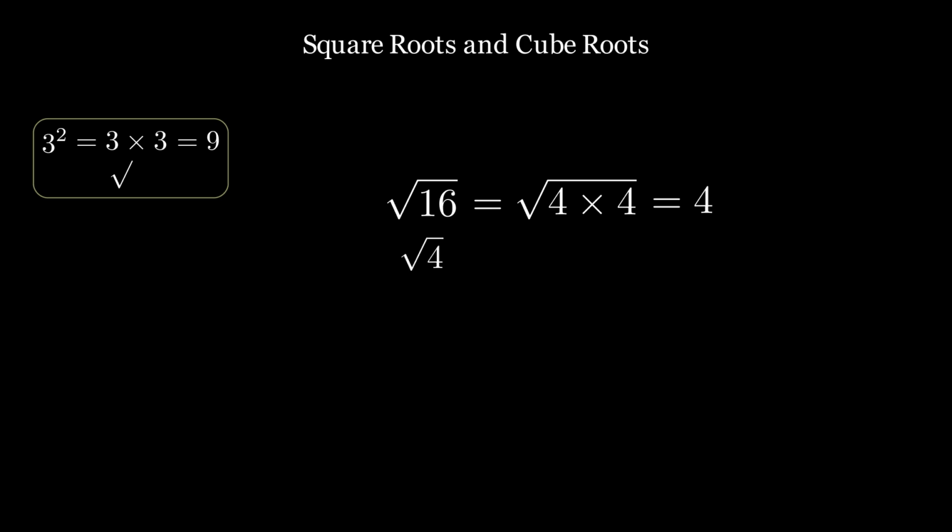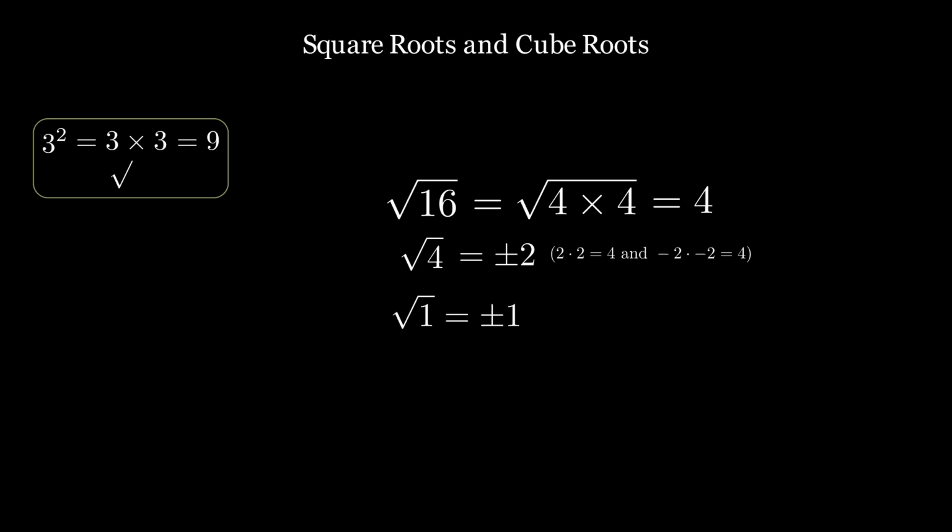Next up, we have the square root of 4. The square root of 4 is 2 because 2 times 2 equals 4. Positive 2 times positive 2 equals 4, and negative 2 times negative 2 also equals 4. So the square root of 4 is positive or negative 2.